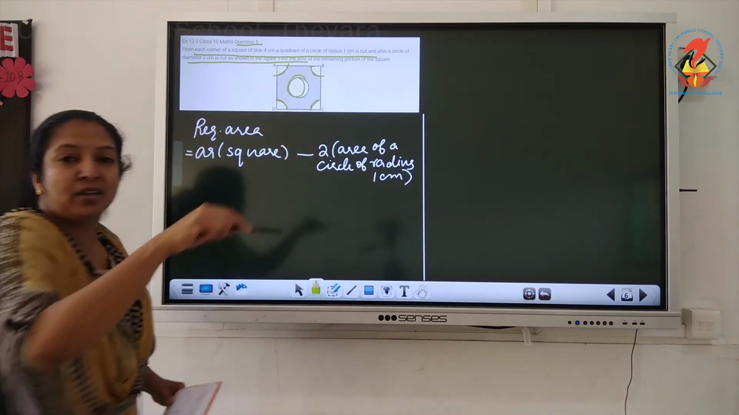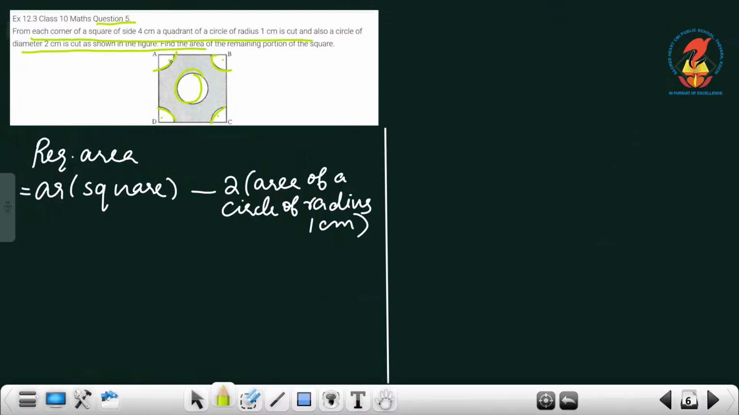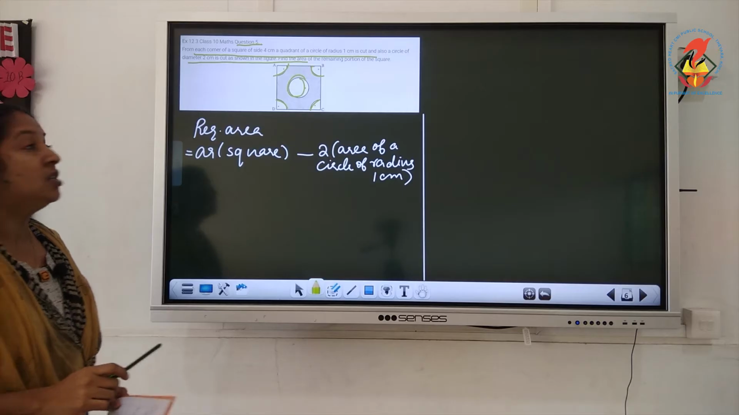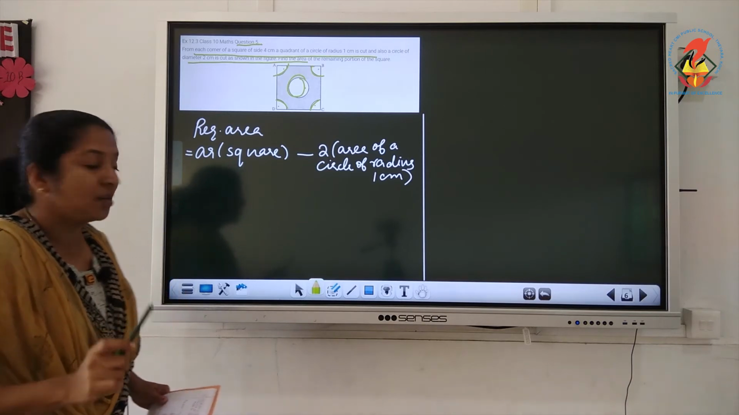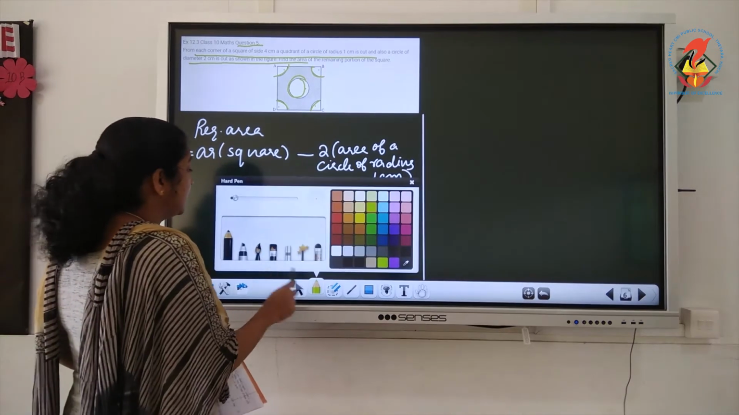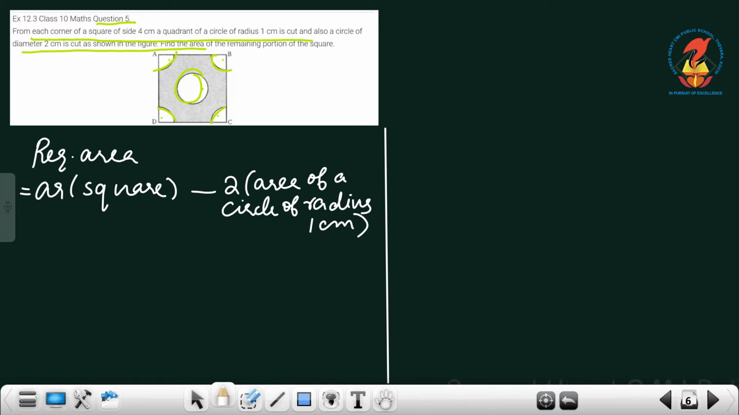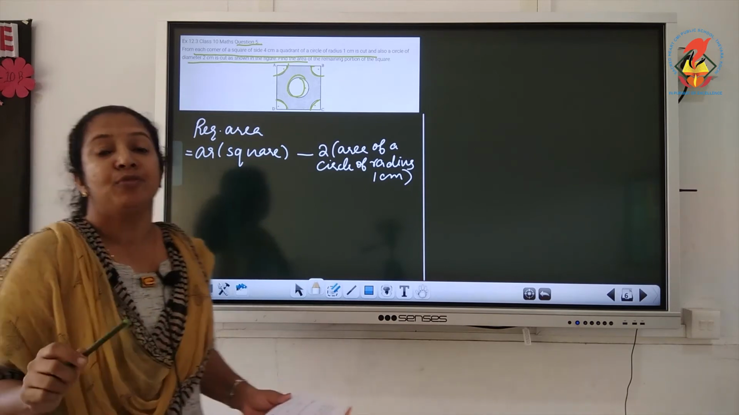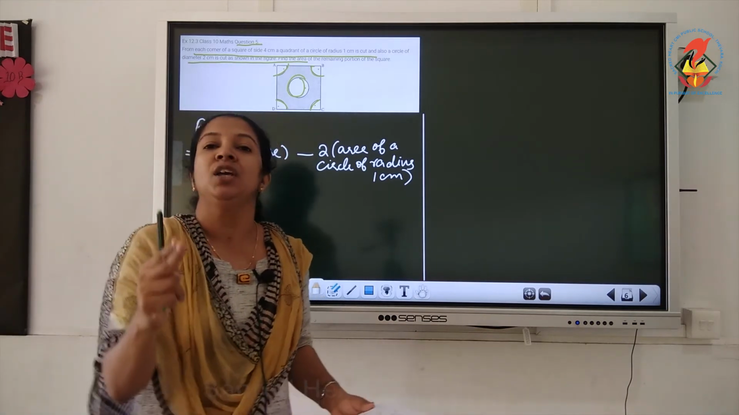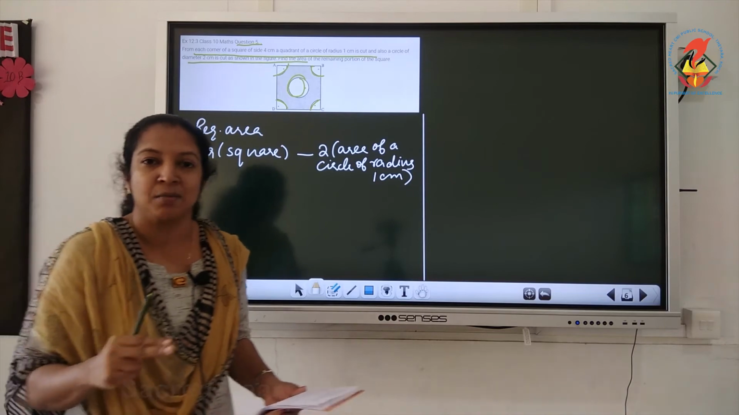Then what about the radius? 4 quadrants of radius 1 cm. What about the radius of this circle? Diameter is given as 2 cm. So, radius is clearly 1 cm. So, what we have to do is, required area is equal to area of the square minus 2 times area of a circle of radius 1 cm.